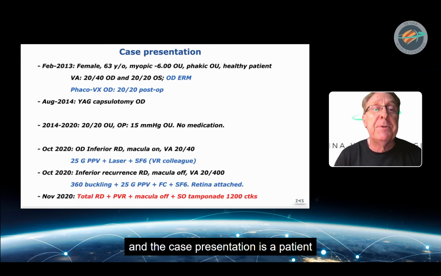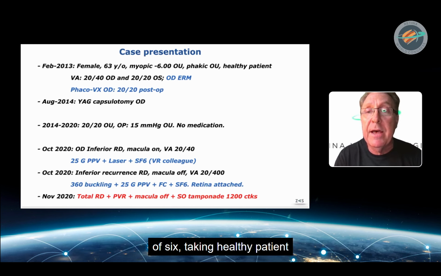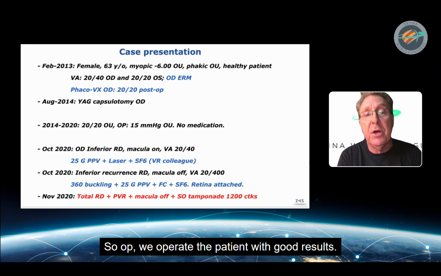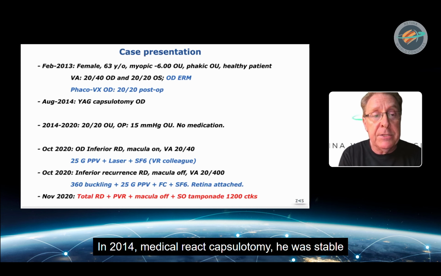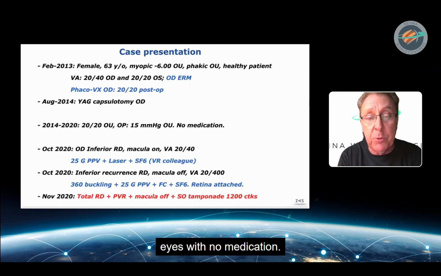The case presentation is a patient that we received in February 2013, a female, myopic -6, phakic, healthy patient, who had a retinal membrane in the right eye. So we operated on the patient with a good result. In 2014, we did a capsulotomy. She was stable for 6 years with 20/20 vision in both eyes with no medication.